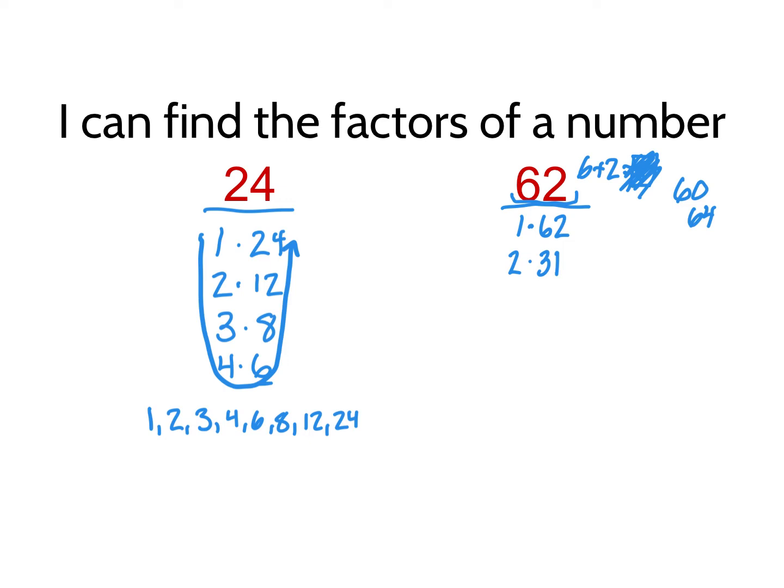5 doesn't work because it doesn't end with a 0 or a 5. 6 doesn't work because 6 has to work for both 2 and 3. 7 is one that I would go down my multiples list, and it doesn't work. 8 doesn't work. 9 doesn't work. 10 doesn't work. Doesn't end with a 0. When I get to about the halfway mark, I know I'm done. But I think we can safely say we're done right now. So we're going to say 1, 2, 31, and 62 are my factors.